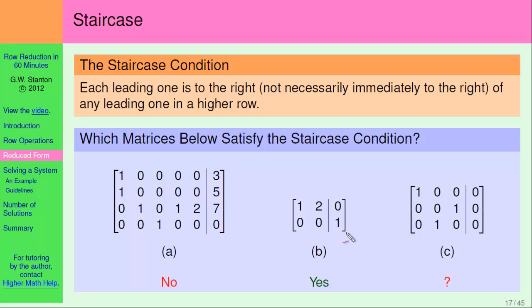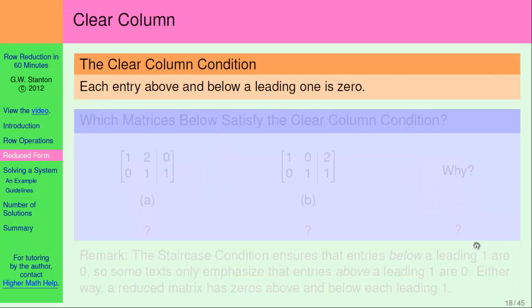And the last matrix, our leading ones are in the positions I've circled, and this won't work because the third leading one is not to the right of the leading one above it. Next condition. We are calling this the clear column condition, and it says that each entry above and below a leading one has to be 0. Let's take a look at some examples.